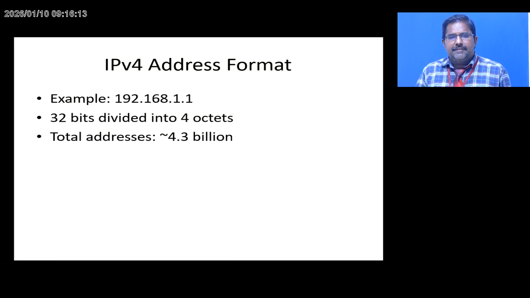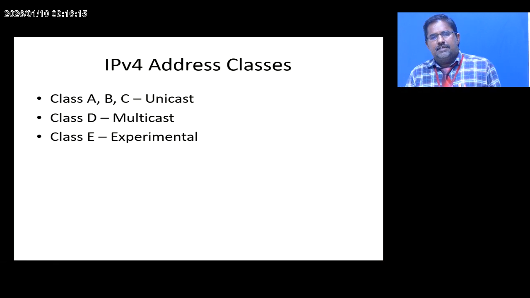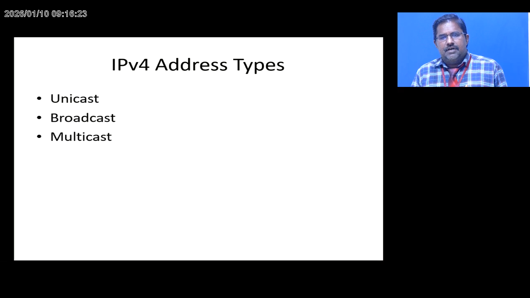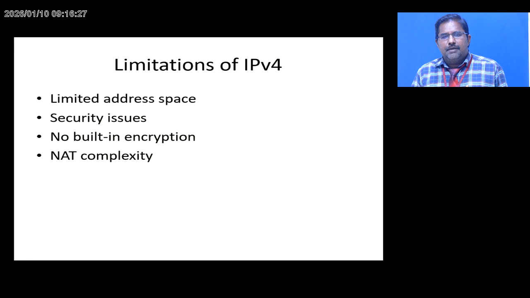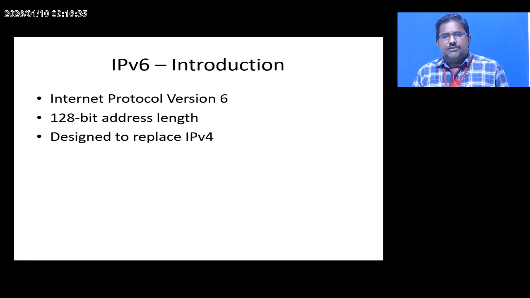Nowadays 4.3 billion is very minimal because the number of computers will automatically increase. The number of websites also increases day by day. So it is very less in count. In future, they are trying to implement IPv6. The limitations are limited address space, security issues, no built-in encryption, and NAT complexity. So they are trying to move to IPv6.